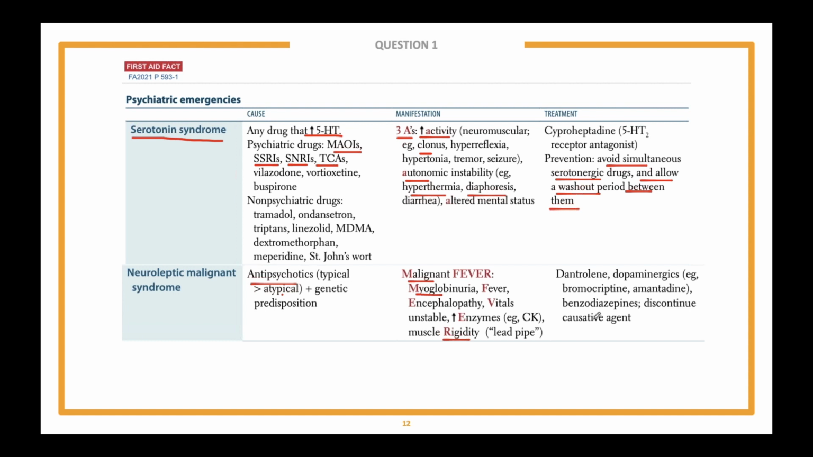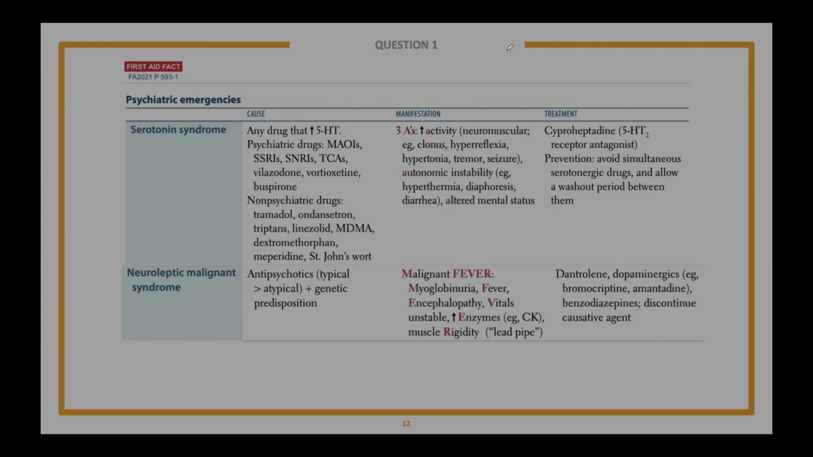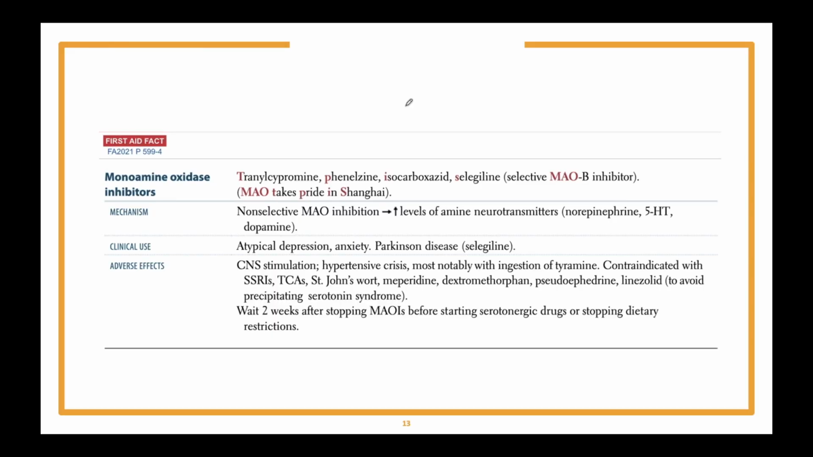So let's take a look on the next slide now. Sean has actually gone ahead and pulled up a table on the various MAOIs, and you can see there that one of our option choices is there. Okay, it's an MAOI, and it increases amine neurotransmitters: norepinephrine, dopamine, and importantly, serotonin.